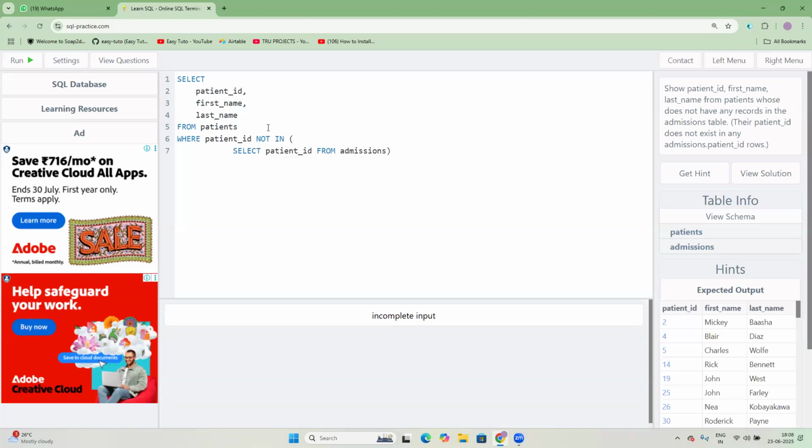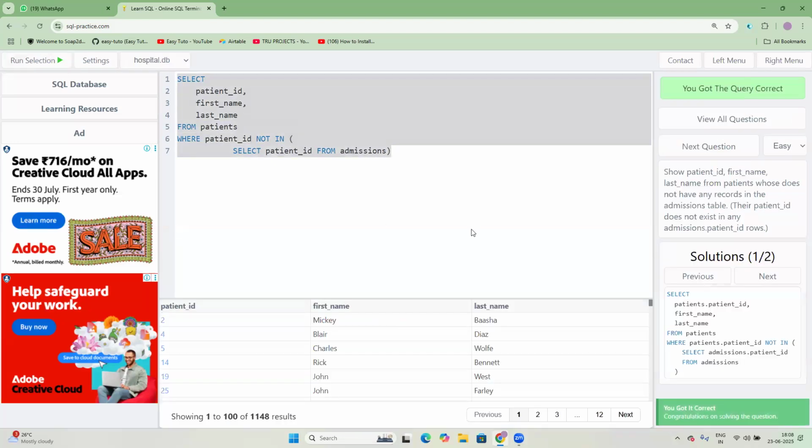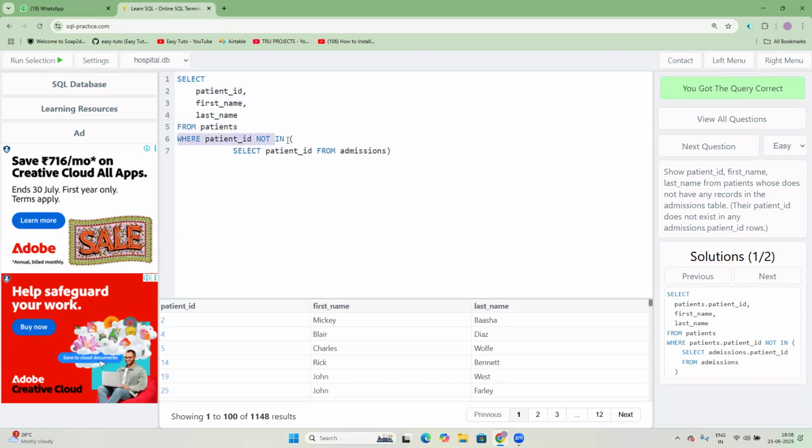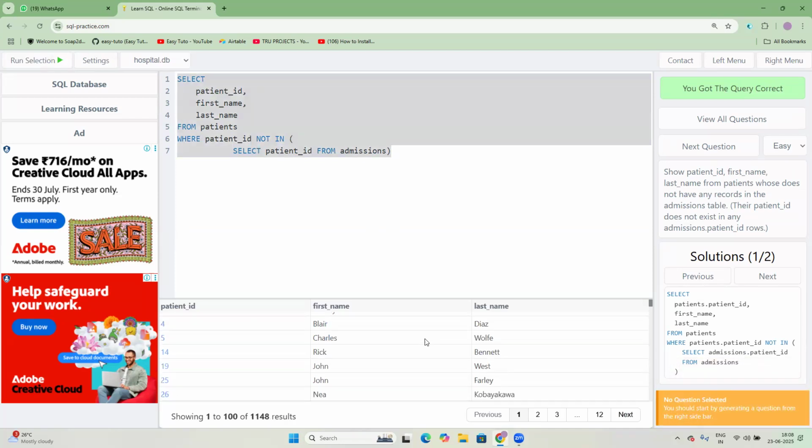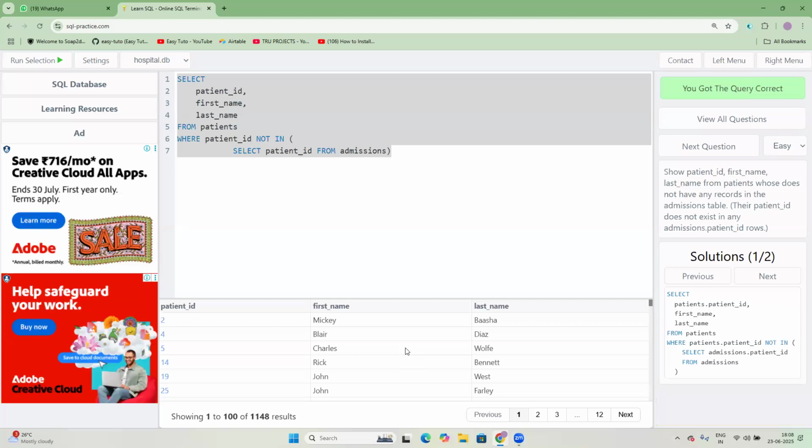Okay, cool. There is one issue. Let's see if it works. If it doesn't, I'll tell you what it is. Okay, cool. It's working. So I got patient ID, first name and last name from patients, where patient ID not in patient ID from admissions. If I just run this, these are all the IDs that are in the patients table but not in admissions. That is our output. Like 2, 4, 5, 14, right? These are the people who never got admitted. Everyone understood?